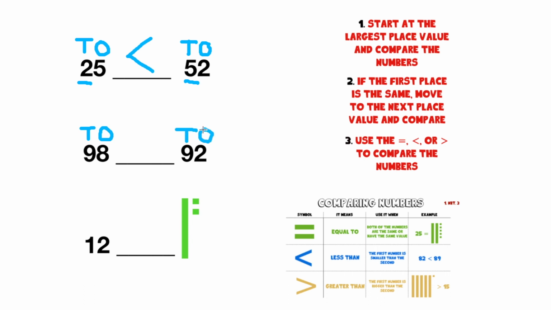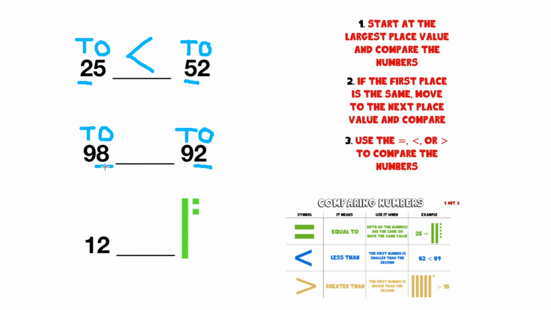So now if we look at the largest place value and compare, I see that 98 has 9 tens and I see that 92 has 9 tens. Wait a minute, they both have the same amount of tens. But if I look at my step 2, it says if the first place is the same, I move to the next place value and compare. So if I move over to my ones, I see that 98 has 8 ones and I see that 92 has 2 ones. Now I can compare.